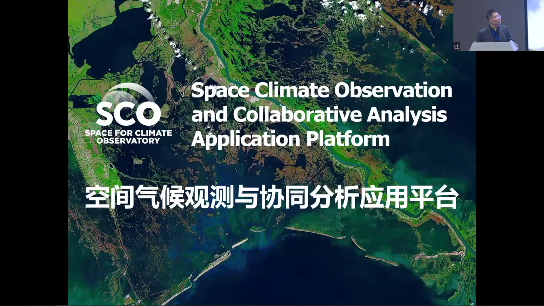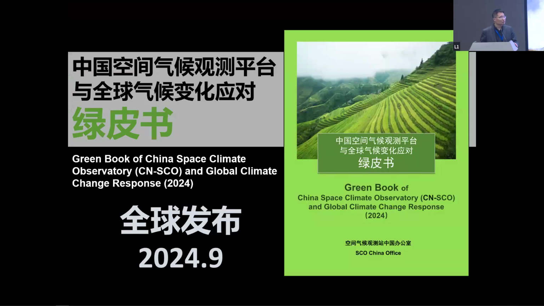For this purpose, we developed a space climate observation and collaborative analysis application platform. This is under support of Space for Climate Observatory. And just in this month, we plan to release a Green Book of China Space Climate Observatory for the global climate change response. So this book will describe China's activity to use satellites to support the climate change observation.